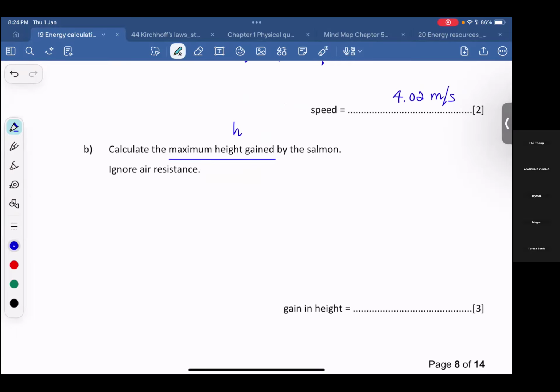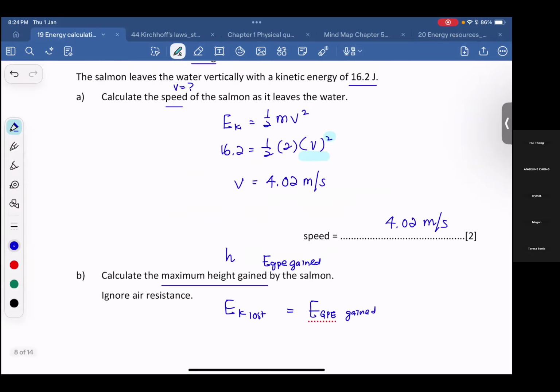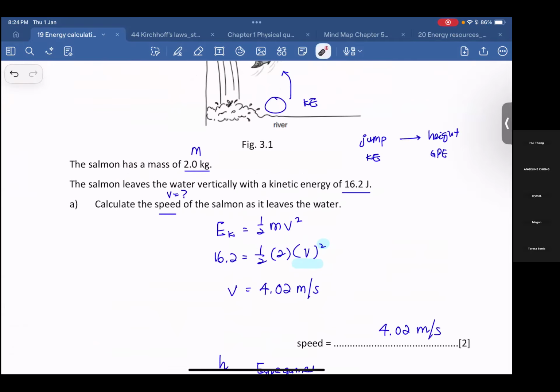Here, maximum height. This is the energy they gain, which is the GPE they gain. They must have some form of energy loss, and then this GPE they gain. So here, kinetic energy is lost, then it is converted to GPE. GPE is gained. So what is the kinetic energy? Maybe why you didn't get 0.83 is because you're using 1 over 2 mv squared for this one, right? That's why you got a bit different from me.